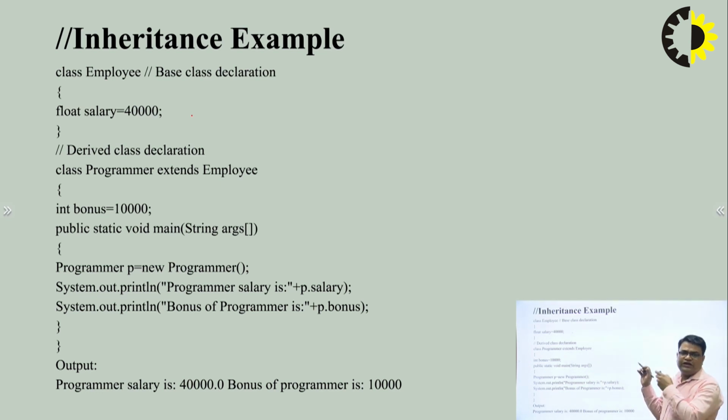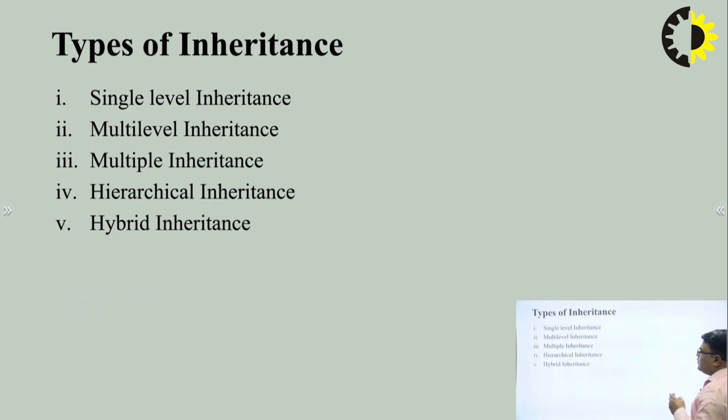So, to conclude, this program shows how to access the variables and methods declared by the superclass inside the subclass. Now, types of inheritance. That means how to achieve inheritance in different ways. One is single level inheritance, multi-level inheritance, multiple inheritance, hierarchical inheritance, and hybrid inheritance.